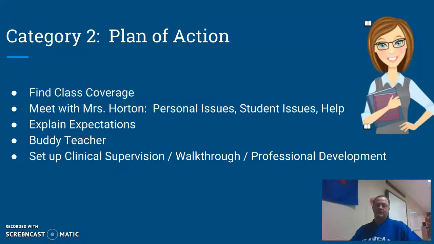And also in walkthroughs, we don't want it to look like it's a gotcha type of thing. Instead, we want it to be productive. So we need to figure out, what am I looking for when I go through? What do you want me to report on? And then we can discuss those things afterwards.